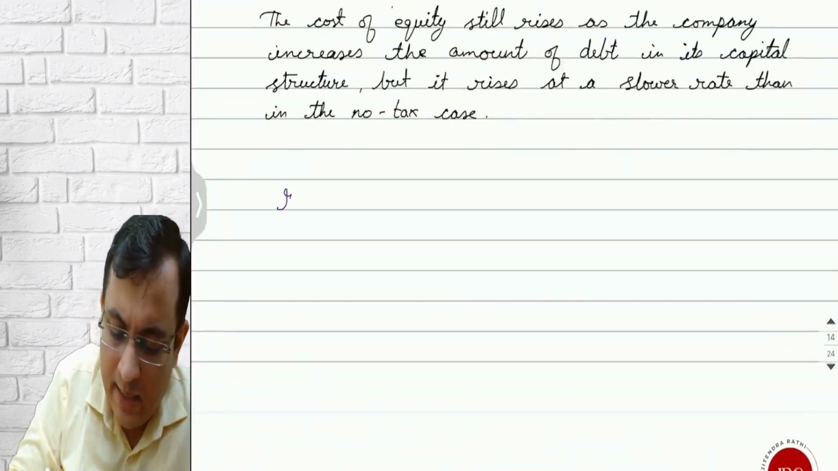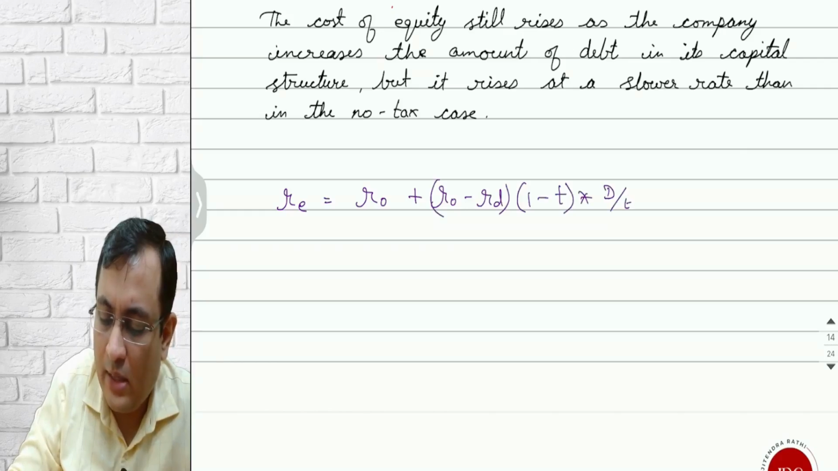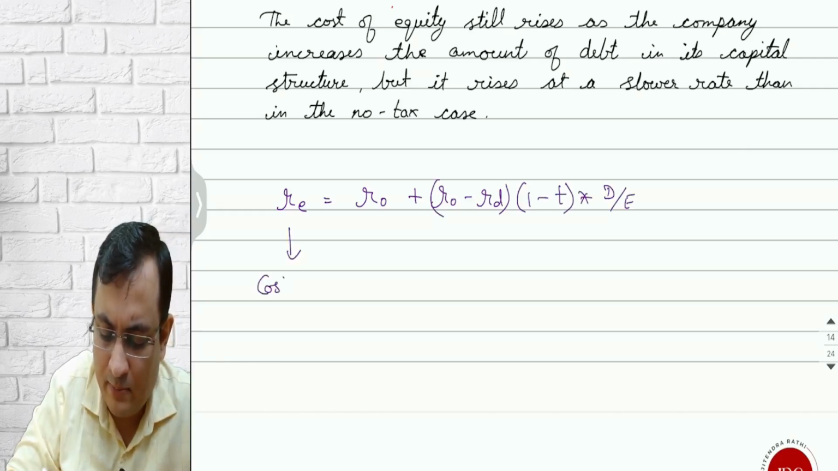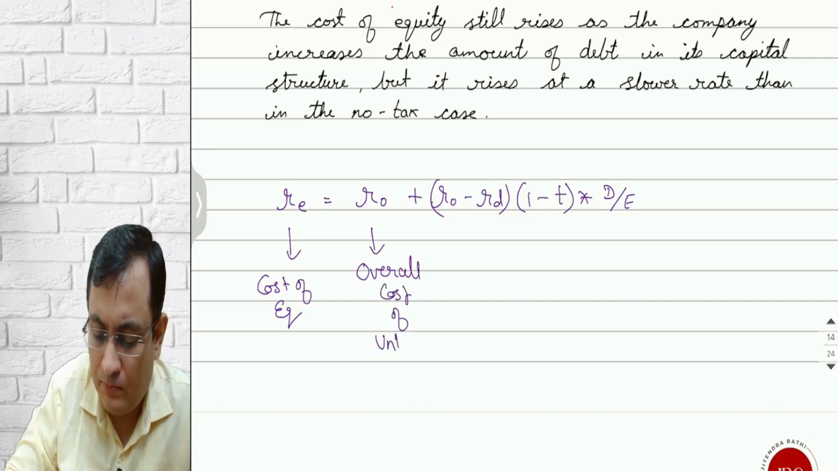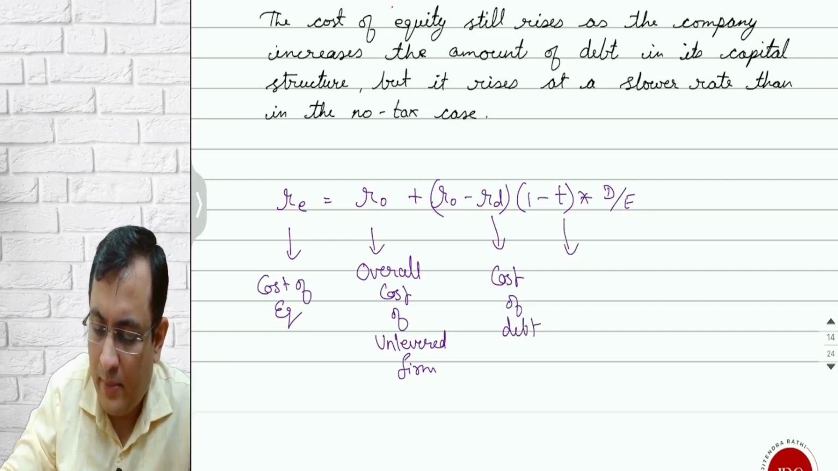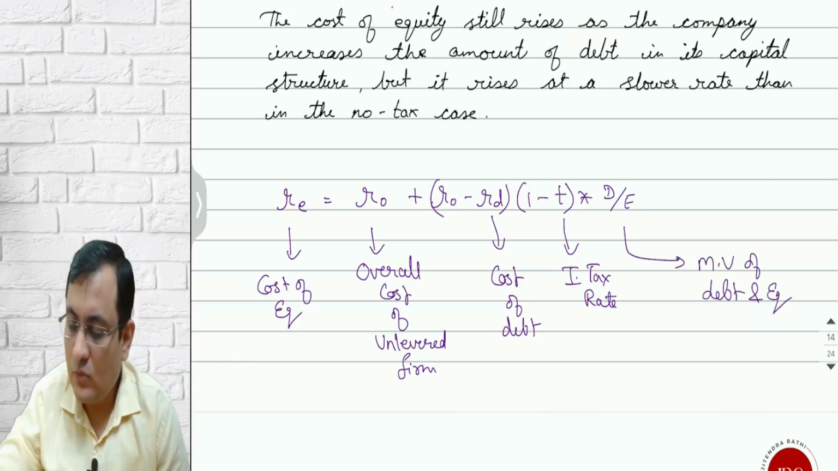So let's use this formula. What is the formula? RE is equals to RO plus (RO minus RD) multiplied by (1 minus T) multiplied by D upon E. This is the ultimate formula. RE is the cost of equity, RO is the overall cost of unlevered firm, RD is the cost of debt, T is the income tax rate, and D and E are market values of debt and equity respectively. That we have already derived.